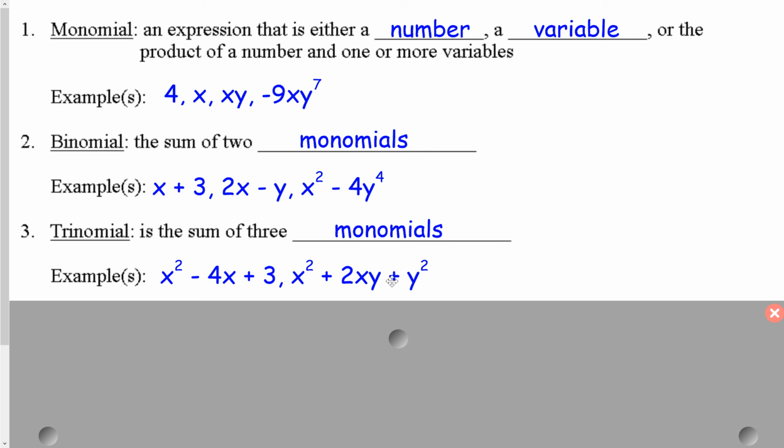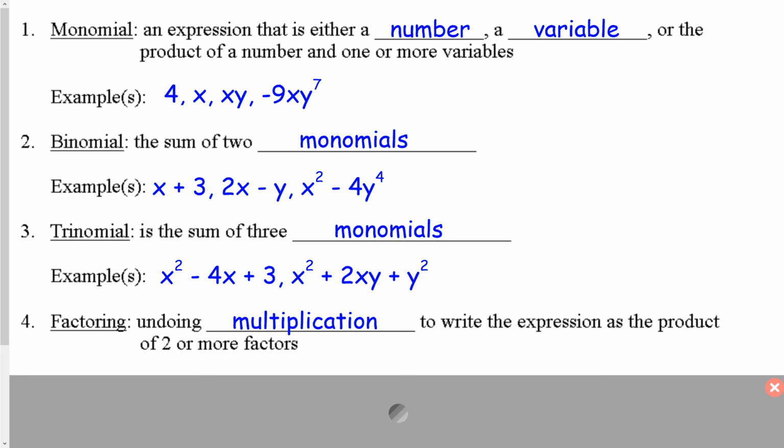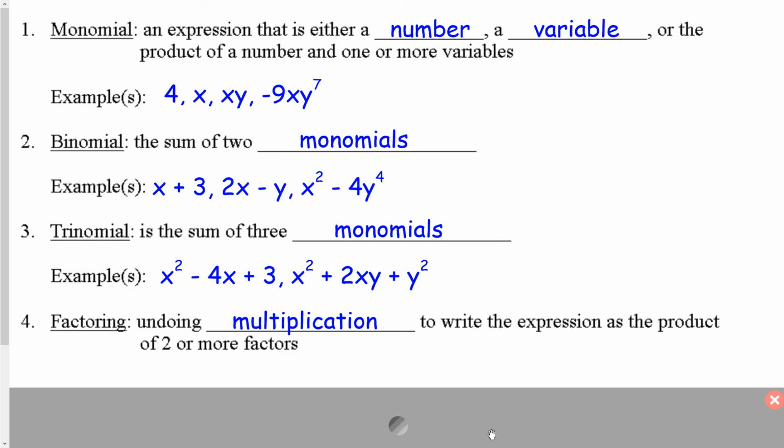And this idea of factoring, finally here. Factoring is undoing multiplication to write the expression as the product of two or more factors. So when we factor, since it is undoing multiplication, to check our factoring we could always multiply our factors back together to see if we end up with the original expression.